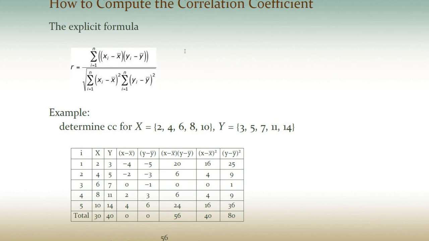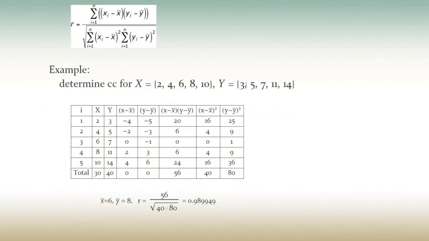So it's an ugly formula, but let's look at it for a simple case where my x list has values 2, 4, 6, 8, and my y list has values 3, 5, 7, 11, and 14. So if we list them here, I can first find the mean value of x by adding them up to 30 and dividing by 5.